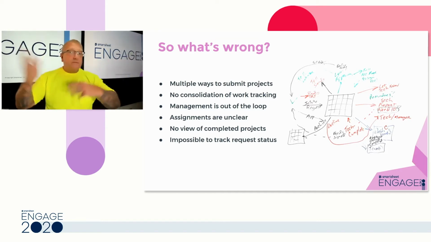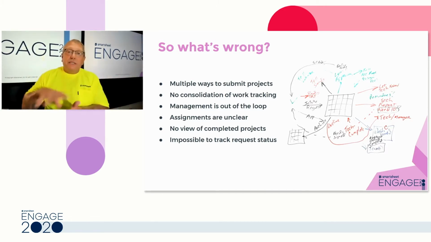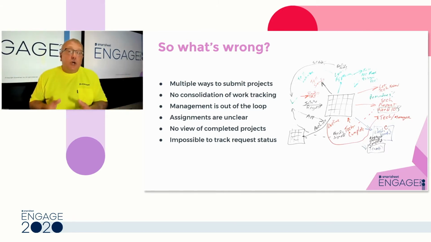Multiple ways of submissions are coming in. I can't keep track. We've got no way to bring this all together in terms of what's happening, who's doing what. It's unclear what the assignments are for people. The project view is a mess because it's everywhere. And I don't have a way to bring this information together for my management, the stakeholders. I want all of this now to come together.